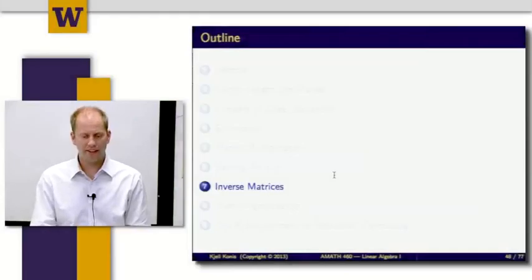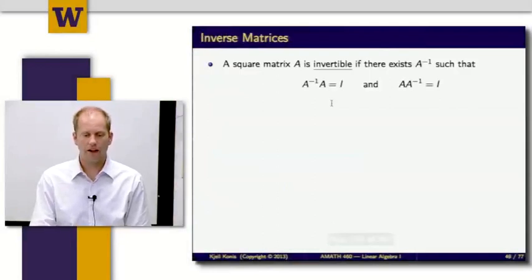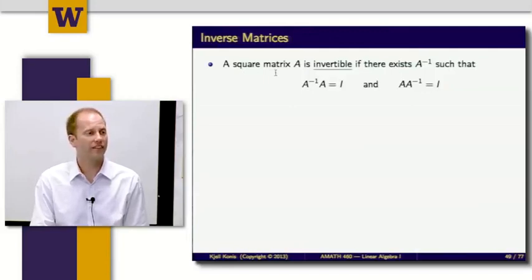The next topic is inverse matrices. A square matrix A is invertible. So square means the dimensions have to match, right? If I've been calling matrices m by n, so m rows and n columns, square just means that m is equal to n. So I could say it's either m by m or n by n. And I think most of the time I'll say n by n.